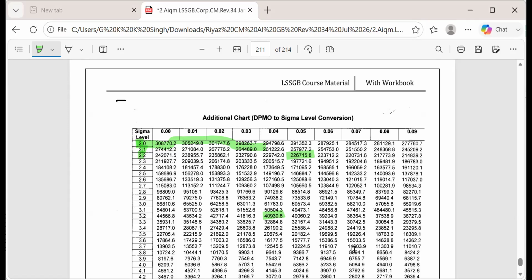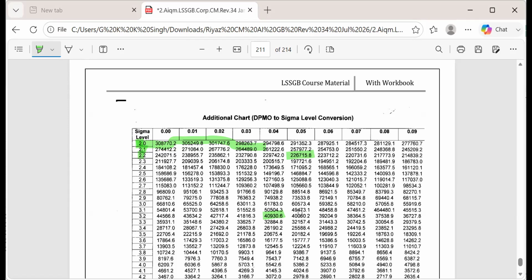$27,117. Correct. So 27,117. This is how you will get the DPMO. Now, right now, for our purchase order process, the DPMO is how much? 40,000. So now you have to go in reverse. From 40,000, you have to find the sigma level. It's 3.25. Very good.